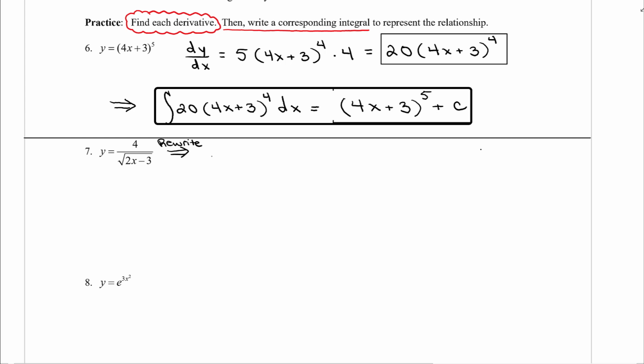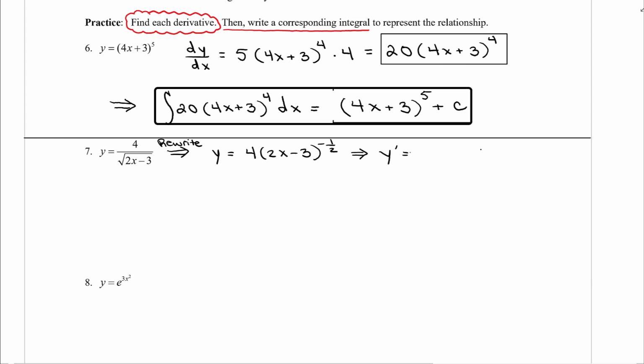First, we're going to rewrite this. We want to rewrite this so that we write what's in the denominator up in the numerator, and we also want to rewrite it so that the square root is written as an exponent. So I'm going to write y equals 4 times (2x - 3) all raised to the negative 1/2 power. This is going to be much easier to find the derivative of. So I'm going to go ahead and use the chain rule.